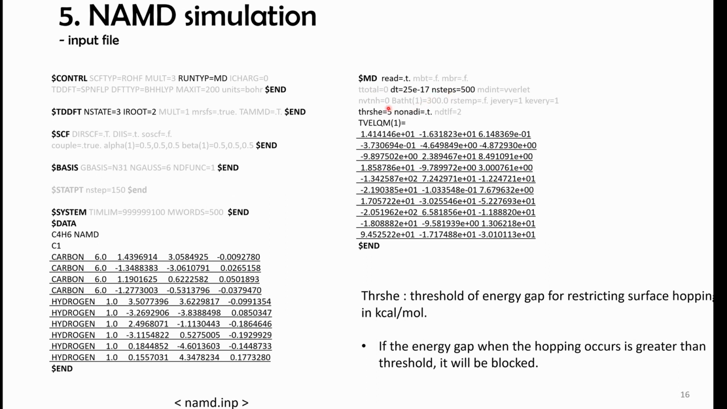And actually, I think this threshold option is really important. This is not implemented in original GAMESS. Sungun coded this one. This means the threshold of energy gap for restricting surface hopping in the KKMO, which means that if the energy gap when the hopping occurs is greater than the threshold, it will be blocked. I will explain it in more detail in the next slide.